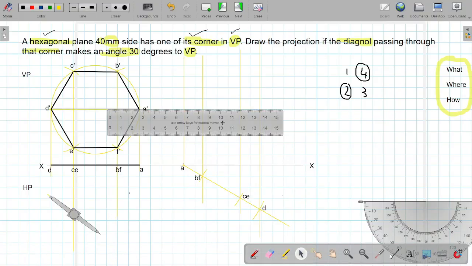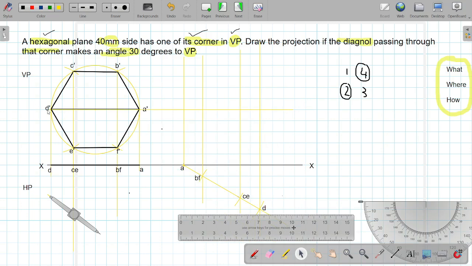So from point A, I will take the projector. Now point A and D will lie on the same projector. So from point A, it is cutting here. So I will name this point first as A dash. This is the point A dash. Then the projection from D is cutting at this point. So I will name this point as D dash.